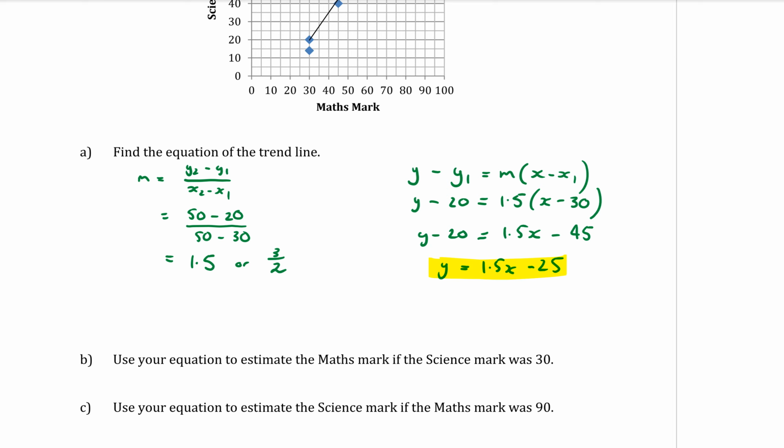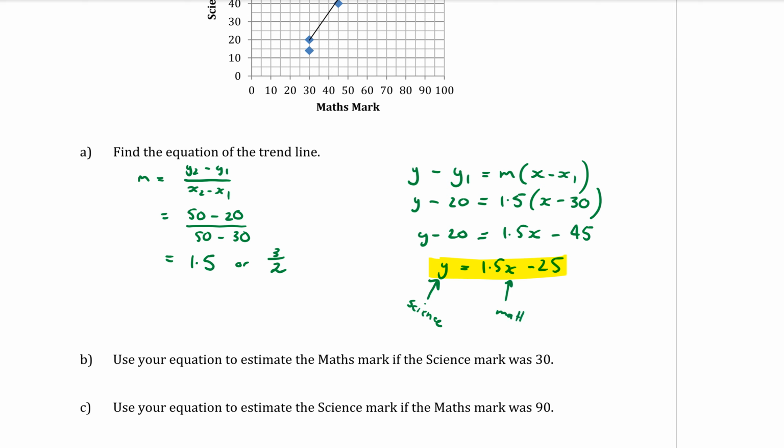Now, if I want to know things from that graph, I no longer have to come up here and try to read it off here, how accurate can I be? I can sub things into that equation. Okay, and that's what we're going to do for part B and C. Remember that, and you might want to make a note, the Y is representing the science mark, because that was what was on the Y-axis, and the X is representing the maths mark.